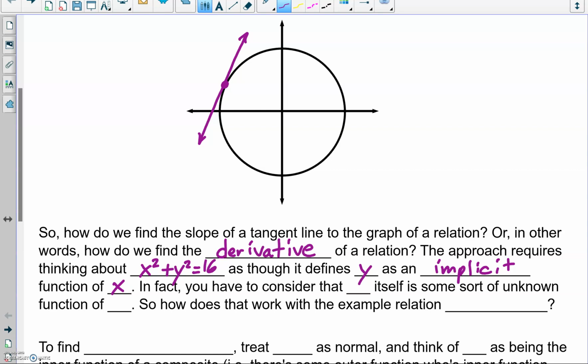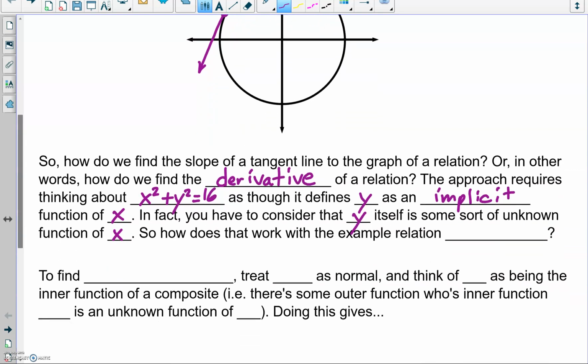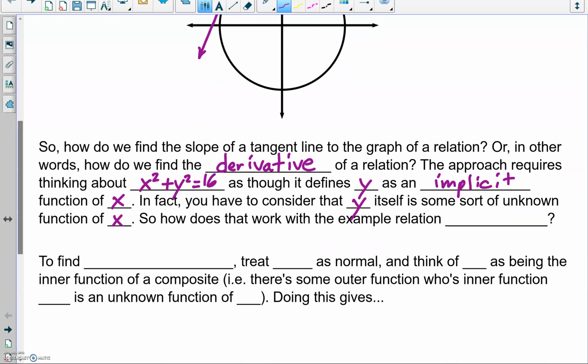You plug in an x, and even if you have to go through trial and error, you could eventually get to a point where you found a y that would make the relation equation true. So even though it's not explicitly telling you how to get there, there is this implicit relationship there. So you think of it as an implicit function of x. And in fact, you have to consider that y itself is some sort of unknown function of x. The y variable is just kind of hiding some function of x away from you, so you can't really tell exactly what it is. So how does that work then?